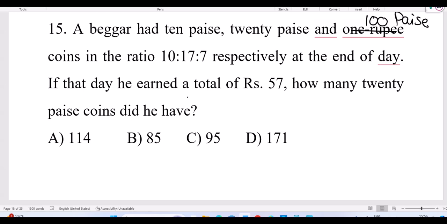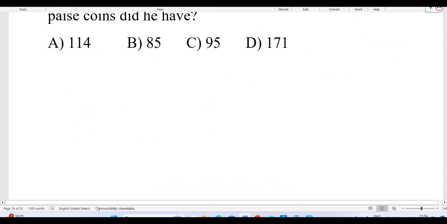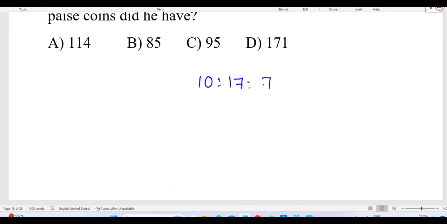Maintain everything in the same unit. When all are in paisa, maintain paisa. I can convert all into rupees. 10 paisa is 1 by 10th of a rupee. Convert like that, or convert all into paisa only. Right now, again, in this question, it's entirely ratio. Again, the beauty of that assumption will be useful for you. Now, listen. You have 10, 17 and 7, right? I'll give a shortcut at the end. But first, I always try to give the basic method, which you have to know whenever you don't get the shortcut in your mind. So 10, 17, 7 is the number of coins.